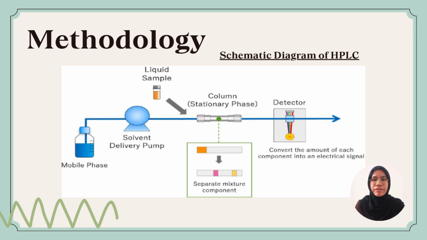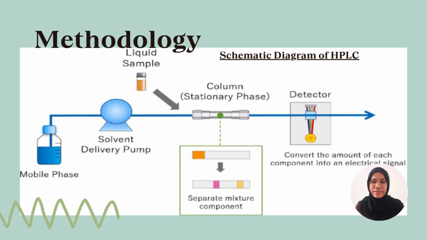First, we have the mobile phase in the solvent reservoir. Next, the pump delivers the mobile phase through the system. Then, the liquid sample is injected into the column where separation of components occurs. Finally, the separated components pass through the detector, which converts them into electrical signals for analysis.